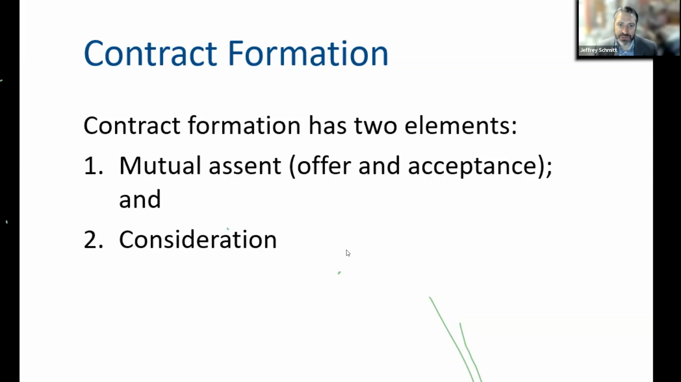Formation has two things: agreement and consideration. You need an offer and an acceptance. That's our mutual assent or agreement. I'll buy your car for $500. Yes, I'll sell my car. That's an acceptance. Offer and acceptance. Consideration is something else. I think for offer and acceptance, we all have a general idea of what that looks like. They agree on a deal.